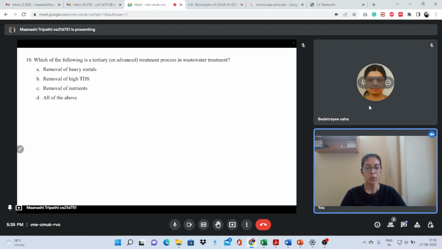Either we want to reuse it as drinking water, or we want to recharge groundwater. So if there is any specific purpose, we do tertiary treatment. So what do we do in tertiary treatment? Do we remove heavy metals or high TDS or high nutrients? This is a very easy question. Just imagine what kind of water you want to drink. You don't want very high nutrients, or very high total dissolved solids, or heavy metals. So this is what we do in tertiary treatment. You can answer this question.